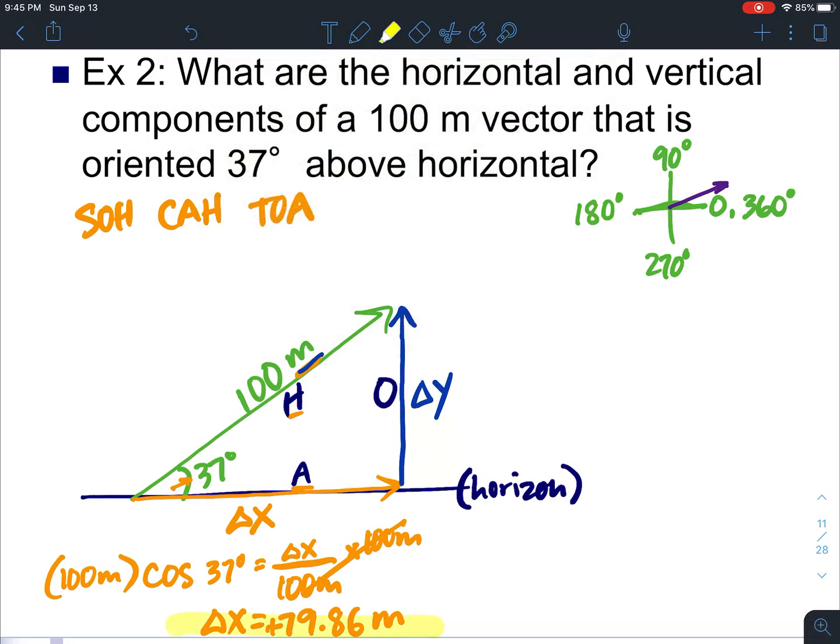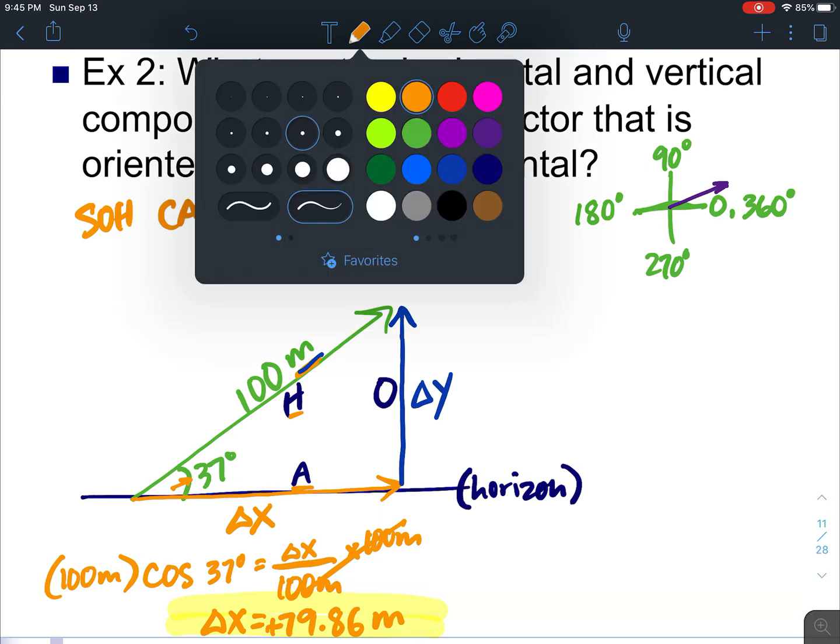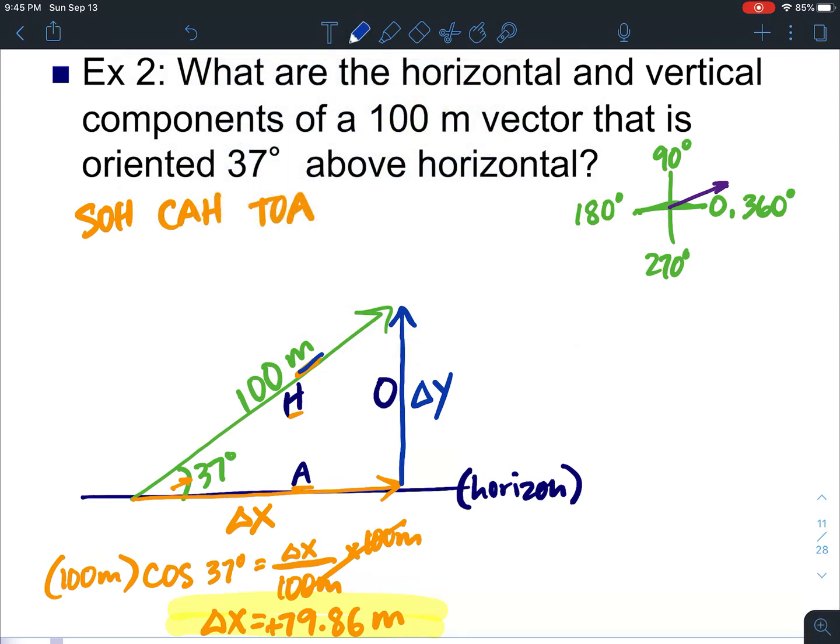Okay, so remember, the plus and the number and the unit and the picture are all a part of the answer. You need to have all 4 of those parts. Okay, for my vertical side, I need the opposite. I have the hypotenuse, I have the angle, so I'm going to choose to use sine.